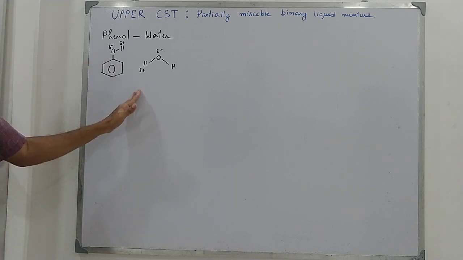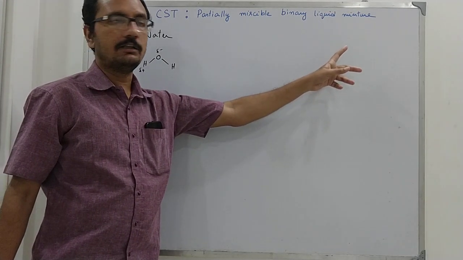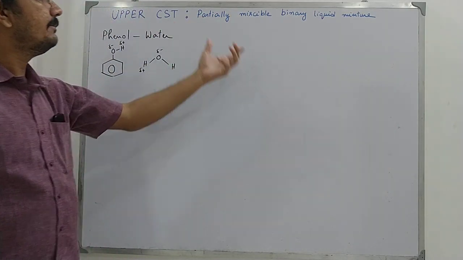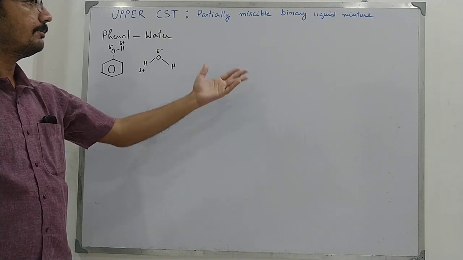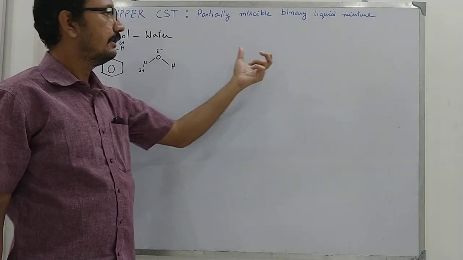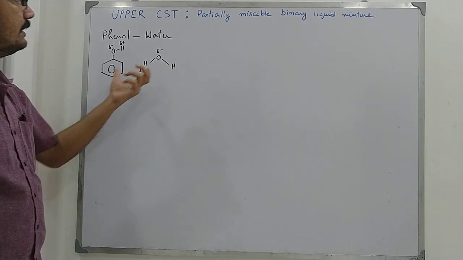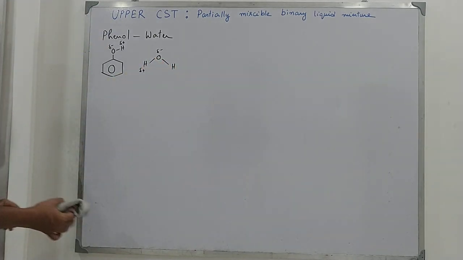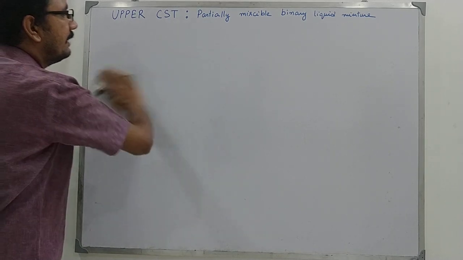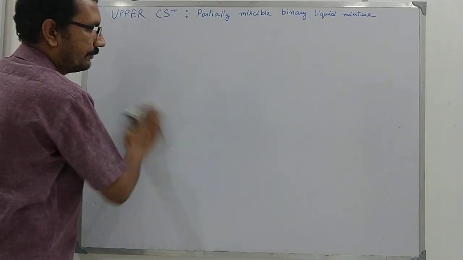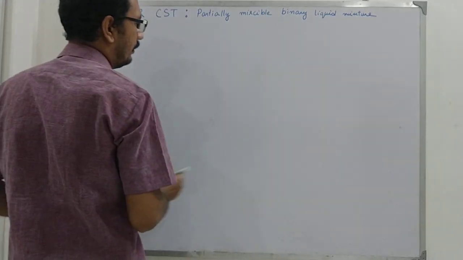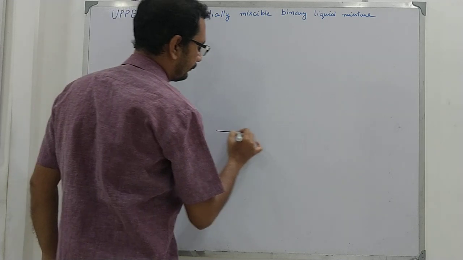So it belongs to the category of binary liquid mixtures which are partially miscible, not completely miscible like ethanol water or methanol water, and not perfectly immiscible. It is partially miscible. Now we will draw the temperature composition diagram. Now how does it look?